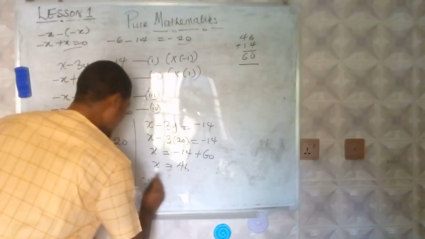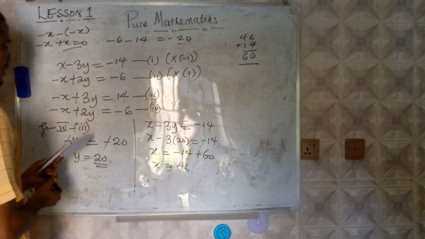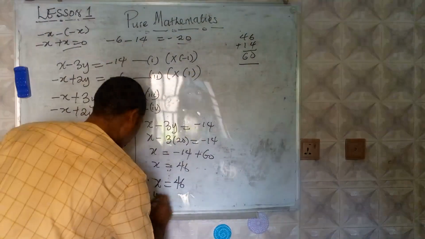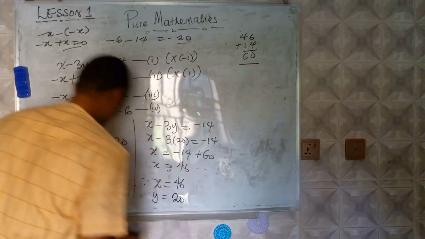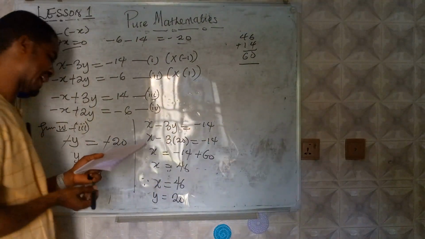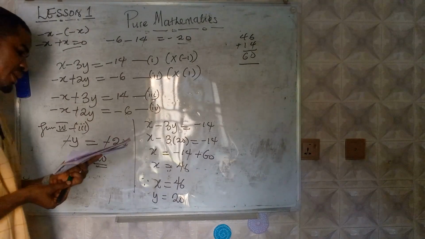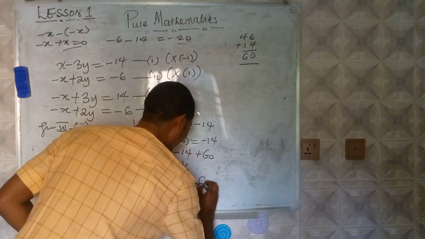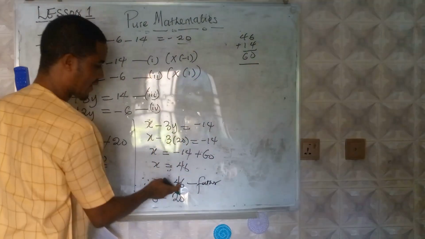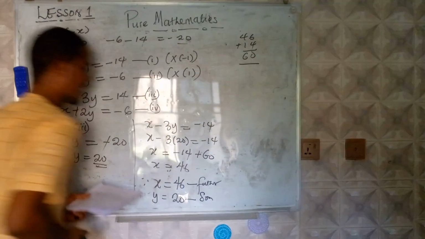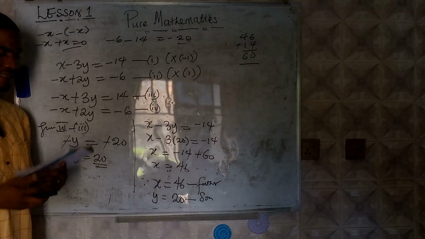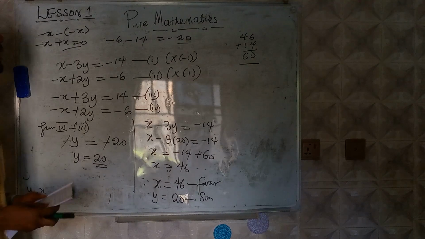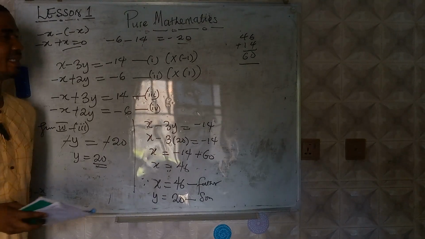So therefore, the value of x here is 46, while the value of y here is 20. Remember that we said let the son's age be y and let the father's age be x. So this is the father's current age, and this is the current age of the son. This is the last example we will be taking on case 1, which is simultaneous linear equations.